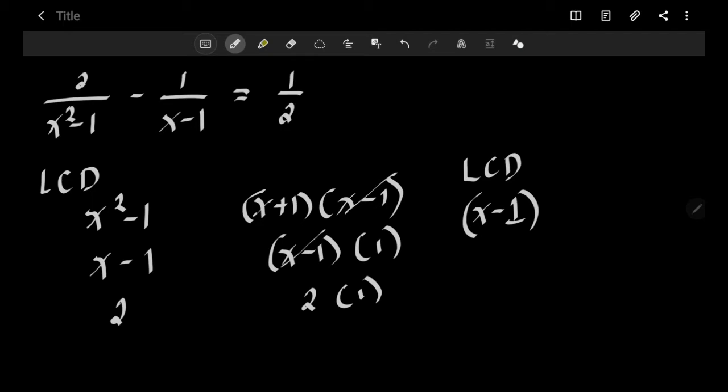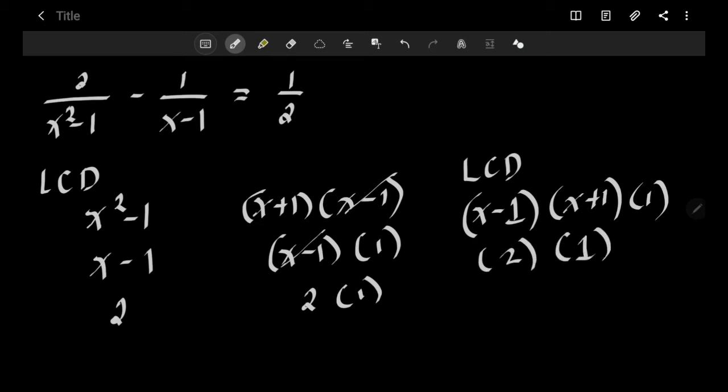Next, ano yung mga naiwan na mga factors dun sa tatlong denominators? Bakit mo kailangang alamin? Dahil para maging divisible at madali mong ma-divide yung LCD mo doon sa bawat denominator. Kailangan divisible ang LCD mo sa lahat ng denominator. So, ang naiwan sa first denominator, we have x plus 1. Sa second naman ay positive 1. And then sa third ay 2 and positive 1.